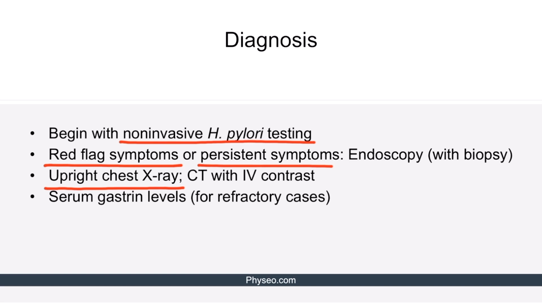With this imaging, small amounts of free air or fluid should be seen. For refractory cases of peptic ulcer disease, testing for serum gastrin levels can help rule out gastrinoma. We discuss gastrinomas in more detail in our lecture on Zollinger-Ellison syndrome and gastric cancer, so make sure to check out that one for more information.